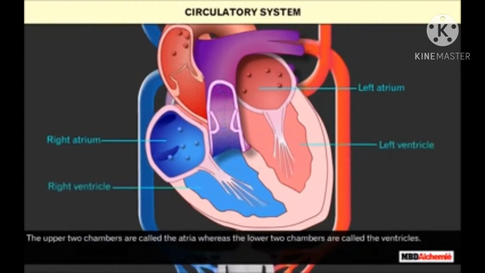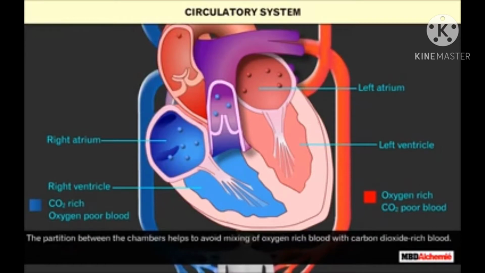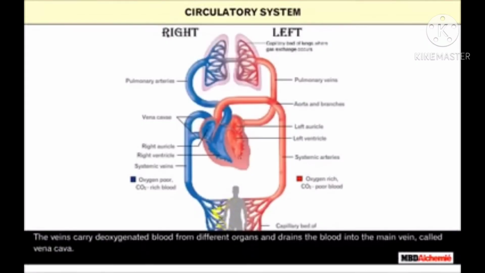The upper right and left chambers are called the right and left atria, and the lower right and left chambers are called ventricles. The atria are smaller than the ventricles and have thinner walls, and they receive blood from different parts of the body. Now we will see the passage of blood in the heart, or you can say the circulation of blood in the body.